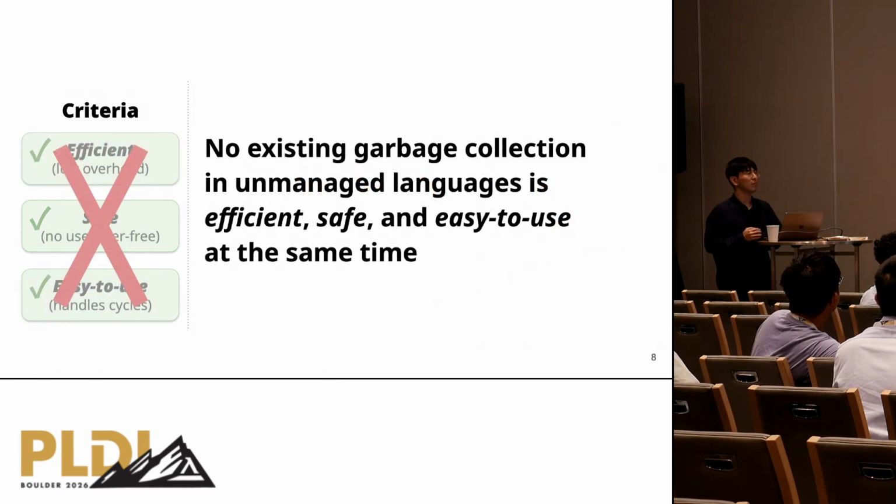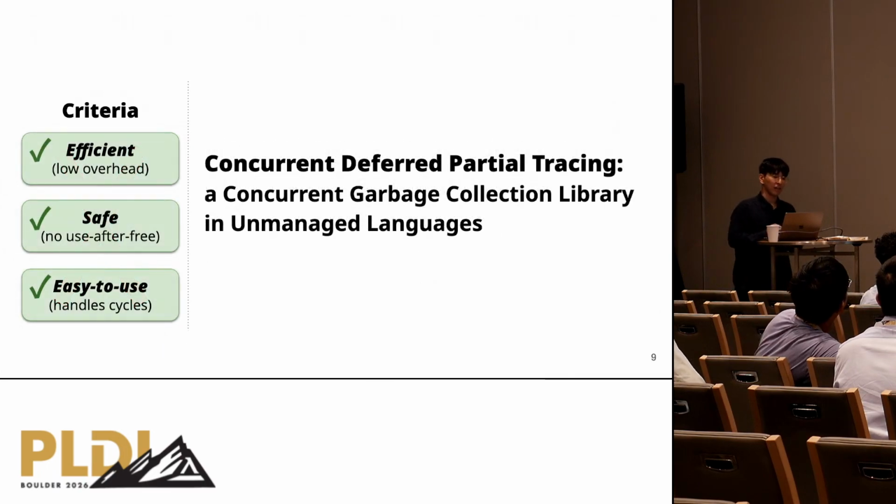To wrap up the problem, both families fall short, and the gap is clear. No existing garbage collection in unmanaged languages is efficient, safe, and easy to use at the same time. And this is exactly what we deliver. Concurrent deferred partial tracing, a concurrent garbage collection library for unmanaged languages.